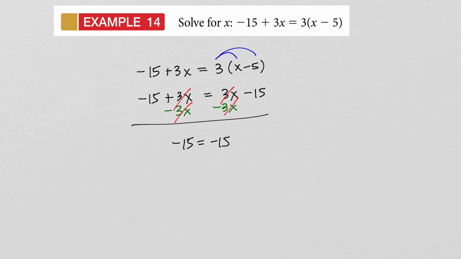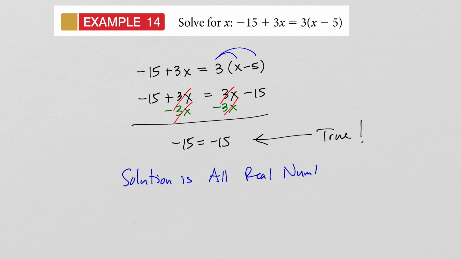But this time, we have negative 15 is equal to negative 15, and this is a true statement. So what does this mean? Well, this means that our solution is all real numbers, okay? So any number that you plug in is going to make this equation true because it's always going to give you the left-hand side is equal to the right-hand side regardless of what you plug in for x, right? Because the x's are canceling out and you have the same number left over, okay?